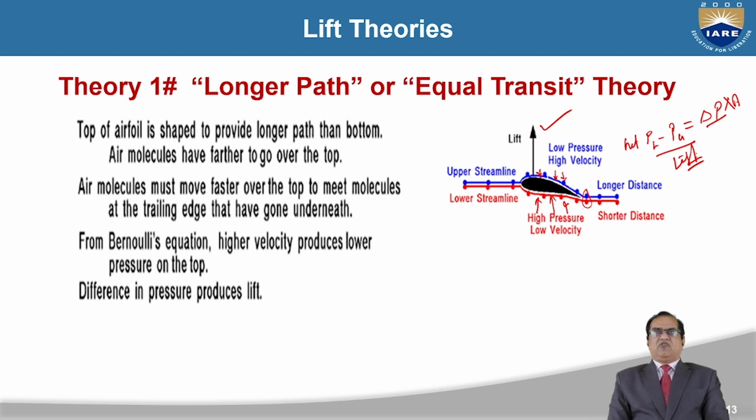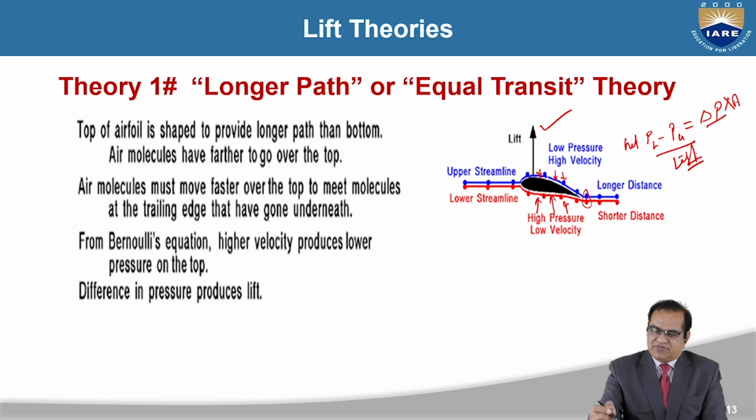Air molecules have farther to go over the top. Just now I have explained to you, air molecules must move faster over the top to meet the molecules at the trailing edge at the same time. From Bernoulli's equation, higher velocity produces lower pressure on the top. Difference in pressure produces the lift.